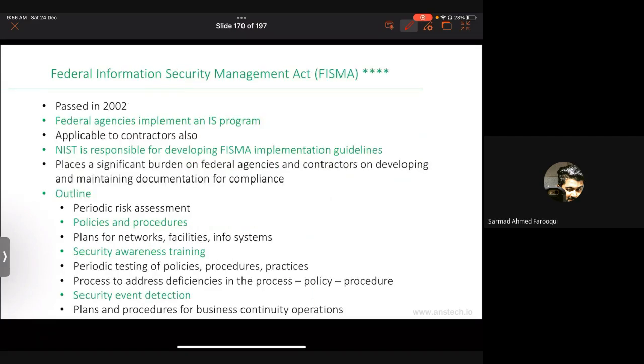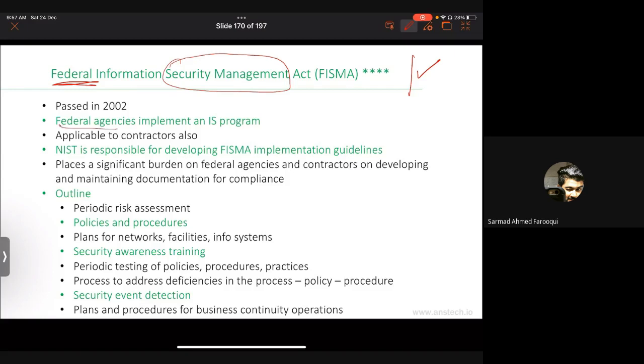Okay, the next act was the Federal Information Security Management Act, FISMA. It is 4-star, so generally this gets asked. Most of the people I've spoken to generally had a question on FISMA. So this is for federal agencies. FISMA, F for federal. You remember that federal agencies have to implement security management in their organization.